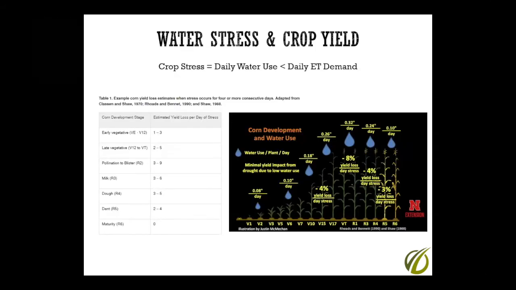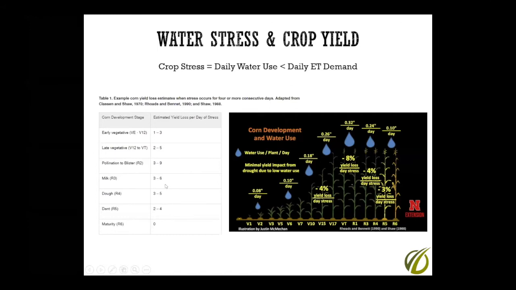So if we cannot provide that amount of water due to drought or due to soil structure, what is the effect on yield? There's some work out of Nebraska here that shows, in corn, estimates of yield loss per day of water stress. We can see right here in this graph, at peak reproduction, where we're needing over 3/10 of an inch of water a day, if we're not meeting that, we can see 8% yield loss.